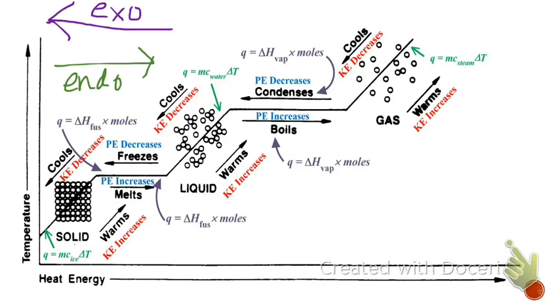Same concept at the heat of vaporization mark, which is the boiling-condensing line. If I'm going forward, it's going to be a positive delta H, but if I'm going reverse, I would change the sign of my delta H. Does that make sense?